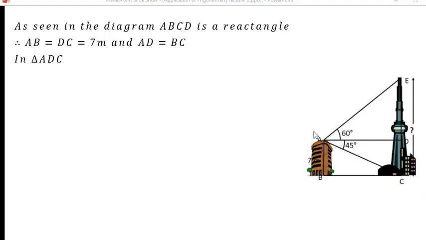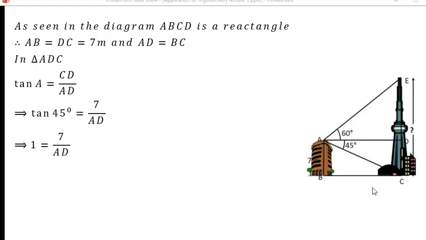Now I will take triangle ADC. Tan 45 degree will be CD upon AD. That gives me the value of CD and AD equal. The value of AB is 7. CD is equal to AB, so the value of CD we can put as 7 meter, and from there I will get the value of AD, which is 7 meter. So the value of AD is 7.